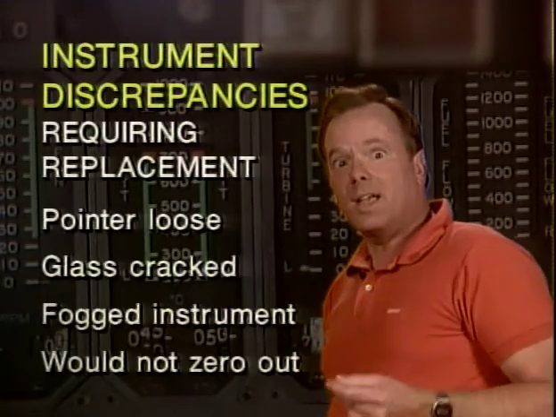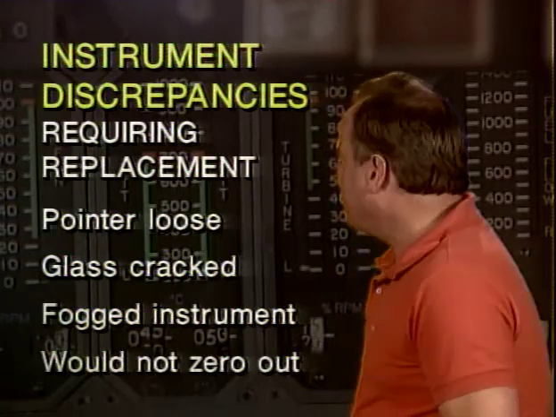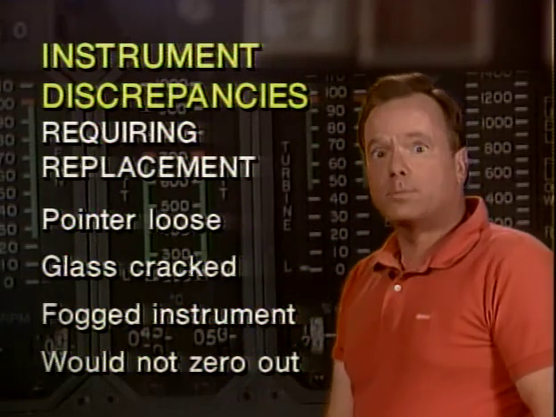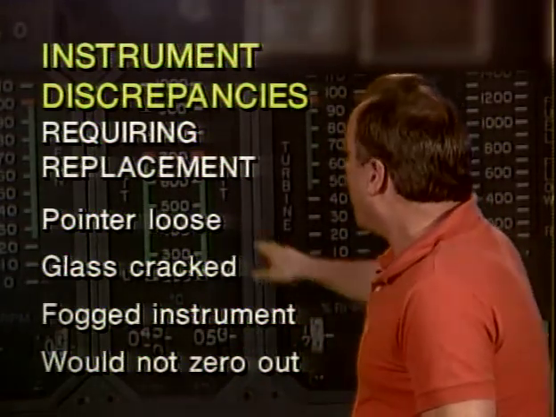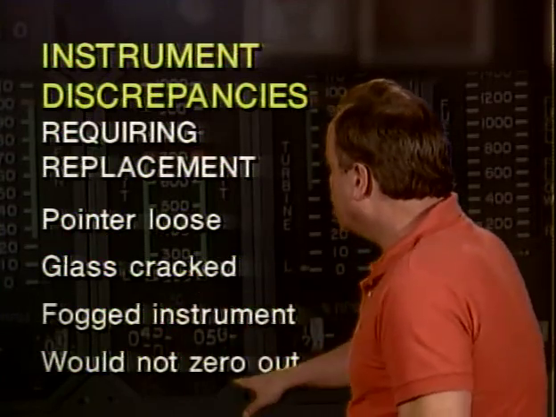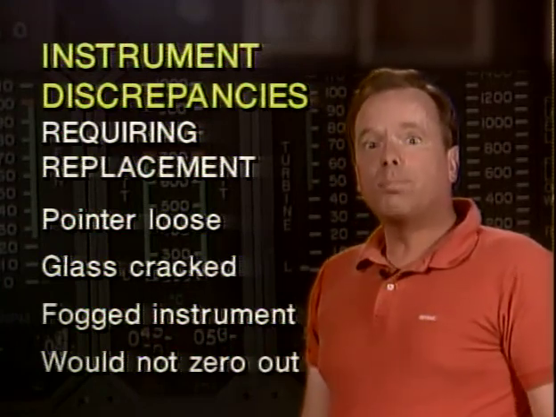All right, now let's take a look at instrument discrepancies. You're a mechanic and you have these instrument discrepancies. Would you be able to operate this instrument with these kinds of problems, or would you have to replace it? Well, it would require replacement if you had a pointer loose, or glass cracked, or the instrument was fogged, or it would not zero out. For those things, you'd have to replace the instrument.